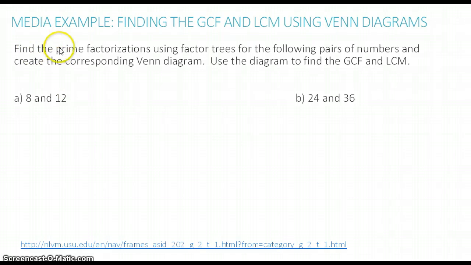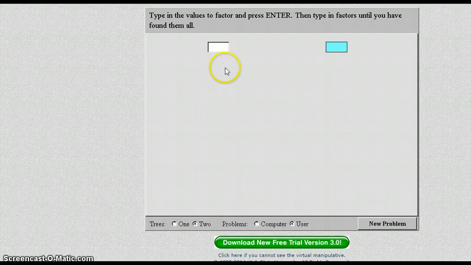So let's start with the directions. Find the prime factorizations using factor trees for the following pairs of numbers and create the corresponding Venn diagram. Use the diagram to find the GCF and LCM. So let's start with 8 and 12, and we're going to go to this website.